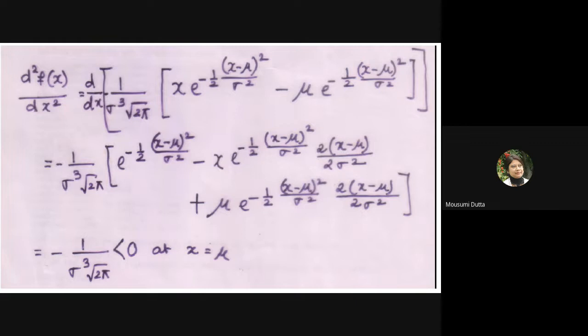So d square fx by dx square is already with you. Write down the value. Set x equal to mu. And check whether you are getting minus 1 upon sigma cube root 2 pi. Sigma cube is positive, so if you get minus this, it will be negative. It will be really negative, which indicates at x equal to mu, fx becomes maximum. Please inform me once you complete this.